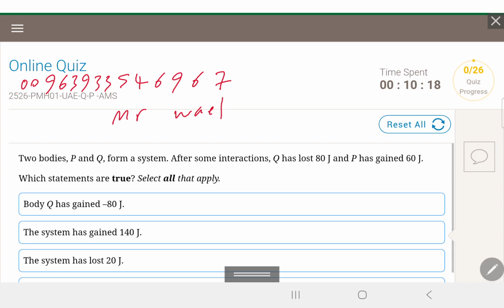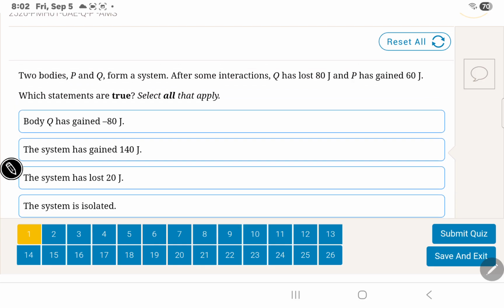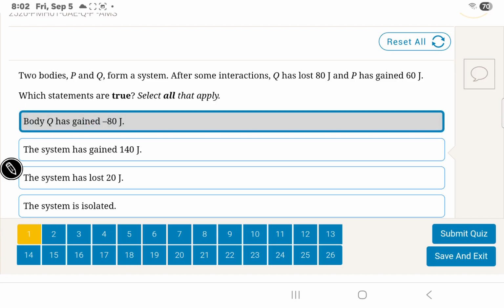And let's directly start solving this online quiz. Question number 1. Two bodies P and Q form a system. After interaction, Q has lost 80 joule and P has gained 60 joule. Which statements are true? Select all that apply. First of all, we're saying Q has lost 80 joule, so body Q has gained negative 80. That first one is correct.